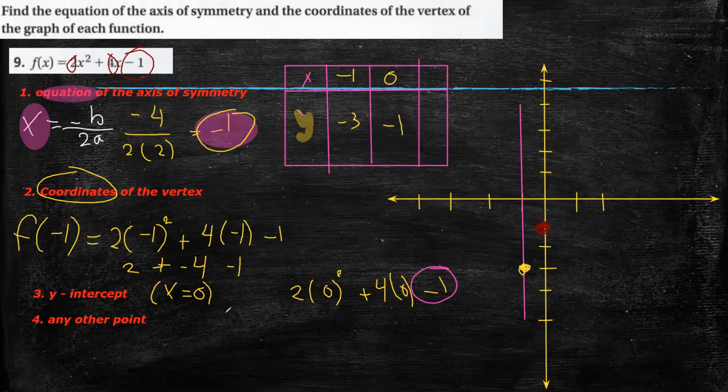I need now the third point. Choose any point you want. Let's choose x equals 2 as an example. At x equals 2, just evaluate with the function. It is 2 times 2 squared plus 4 times 2 minus 1.